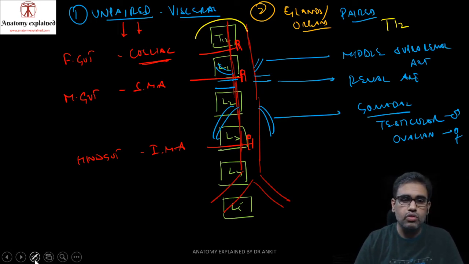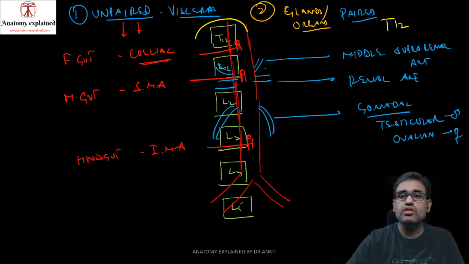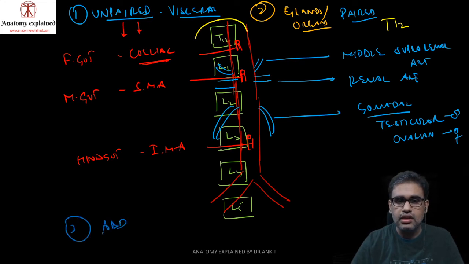Now what are we left with? We are left with one more set of branches, the third set, which is going to the abdominal wall. As we have seen that the aorta is lying posteriorly, so obviously the posterior abdominal wall comes first.